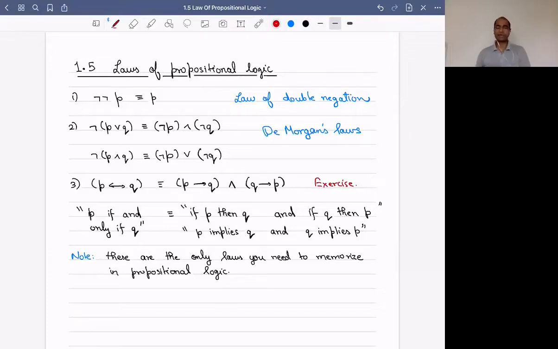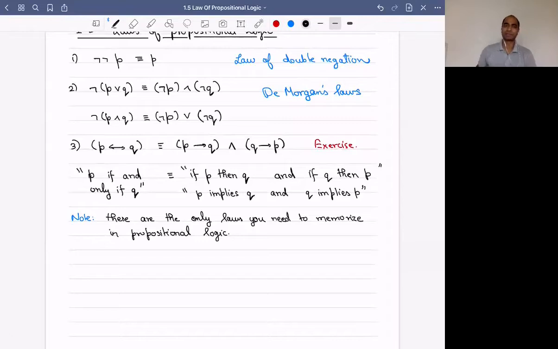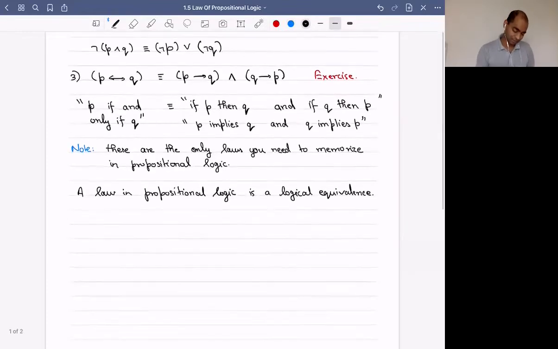So we have these three very basic logical equivalences. And these are the only things you need to memorize. I don't want you to memorize all the various laws in this chapter, which brings me to what is a law. A law in propositional logic is simply a logical equivalence, and that's it. So if you have two statements that are logically equivalent, you say that that's a law. And there are many laws, and we use these to simplify expressions.